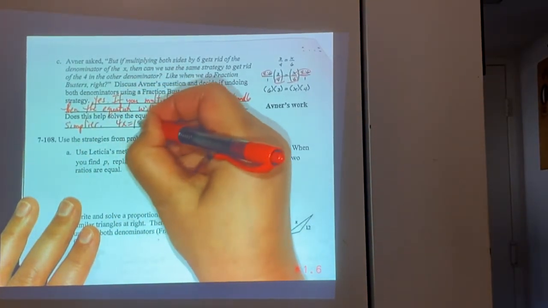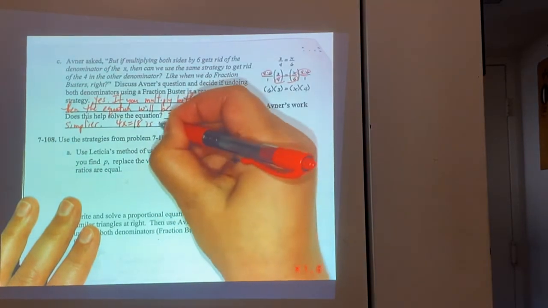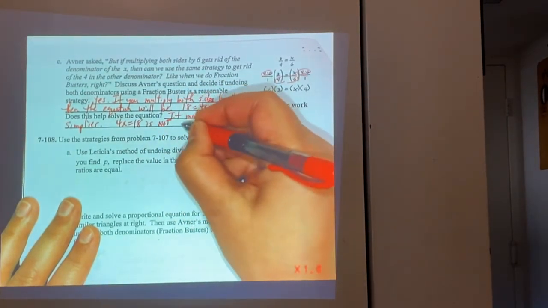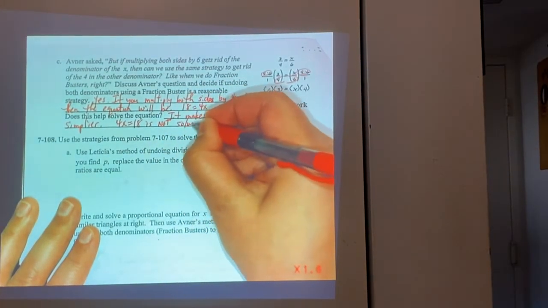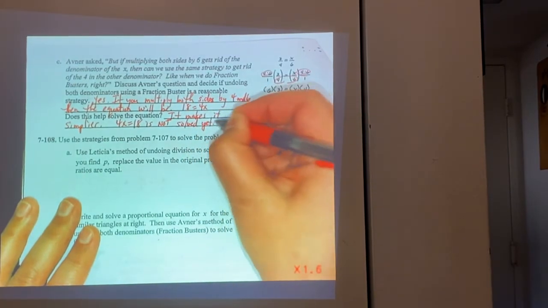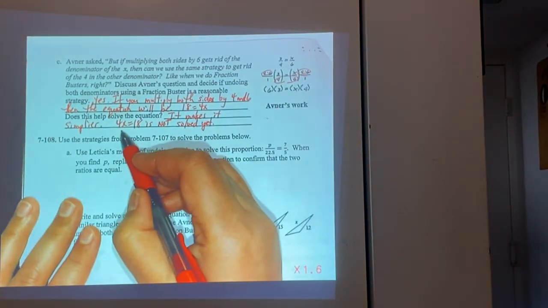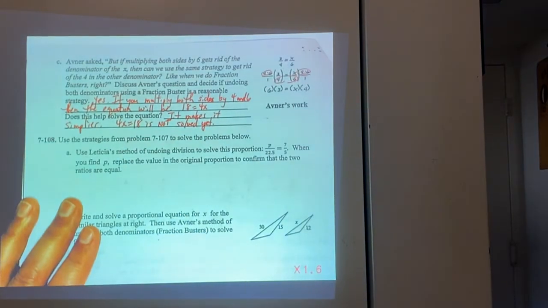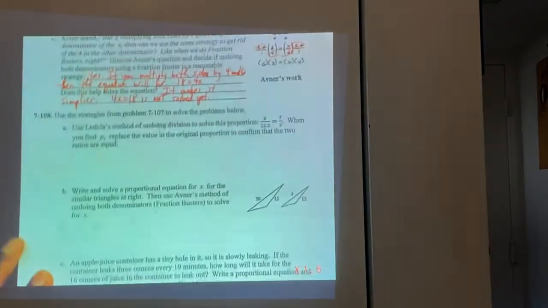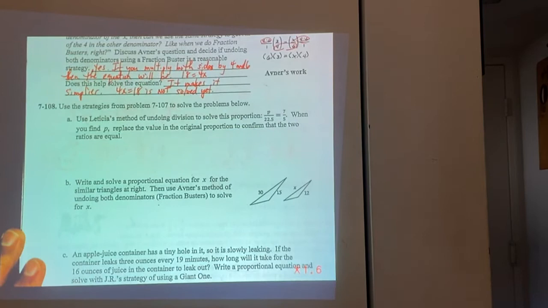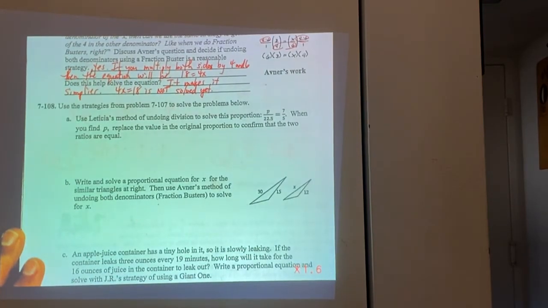X equals 18 is not solved yet. It won't be solved until we get x by itself, and now x has a 4 attached to it, so it's not solved yet. Alright. Use the strategies from the previous problem to solve the problem below.